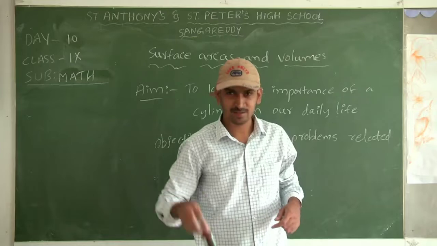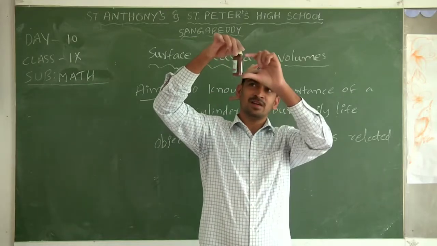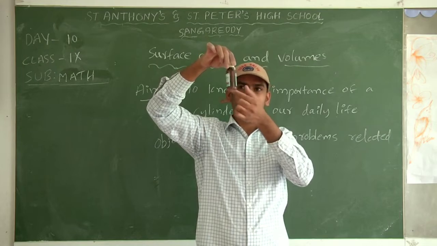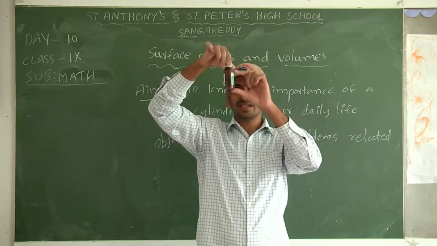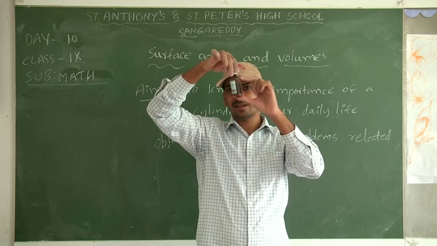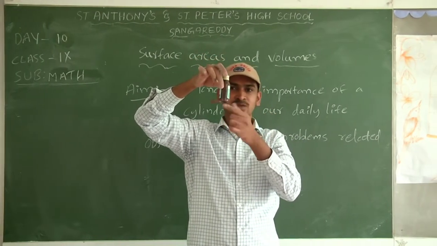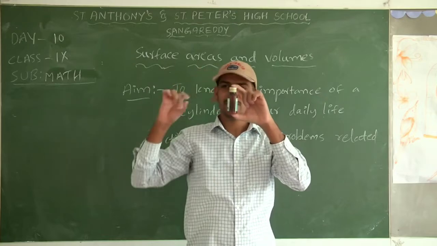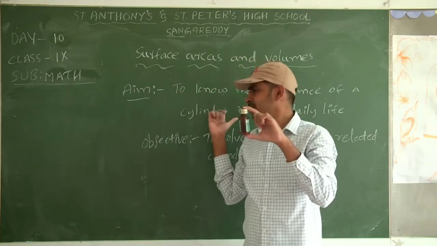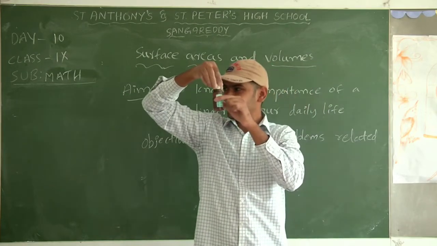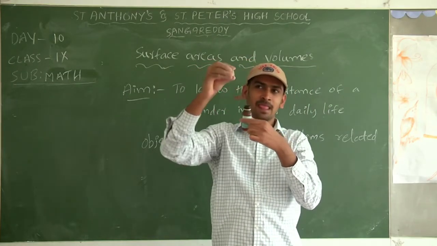If you observe this syrup bottle, which is in the shape of a cylinder to store the syrup. To manufacture it, how much plastic is required? How much quantity of syrup can we store in the bottle? This depends completely on formulas related to the cylinder. The cap of this syrup bottle is also a cylinder.